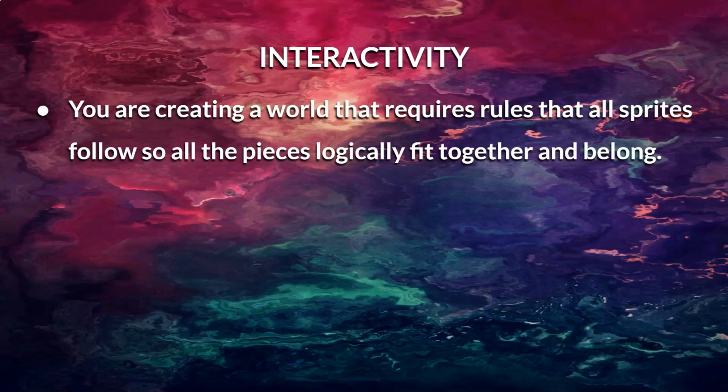So basically, you're creating a world that requires rules that all sprites follow, so that all the pieces logically fit together and belong. The rules you set up need to be true throughout. The rules require that your world makes sense. So you don't want to have different characters that are able to move in different ways. That wouldn't make sense. You wouldn't want two characters that are essentially the same to be able to walk or float in the world differently without some sort of explanation behind it. And so you want to make sure that everything you are creating makes sense for that world.